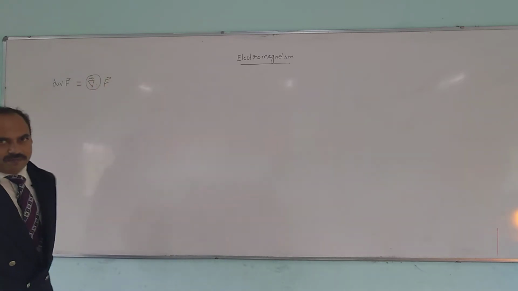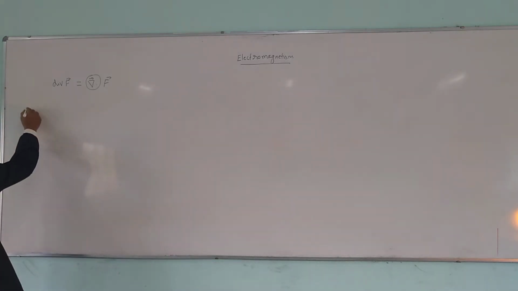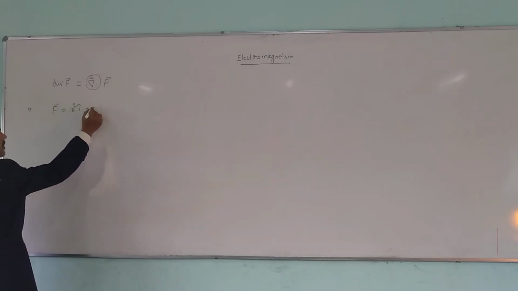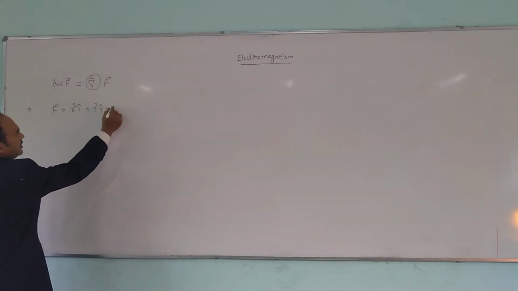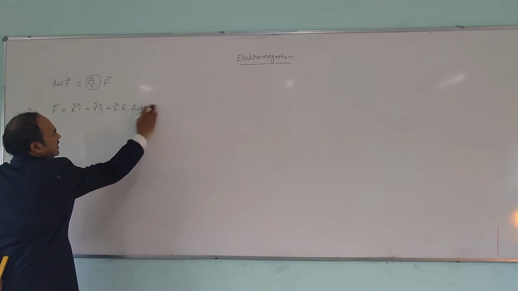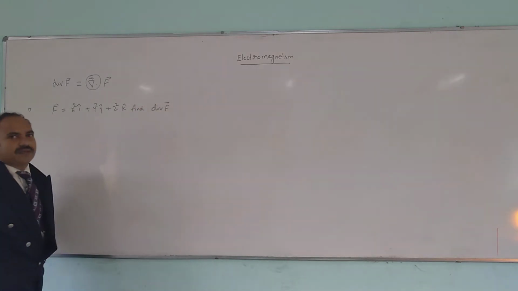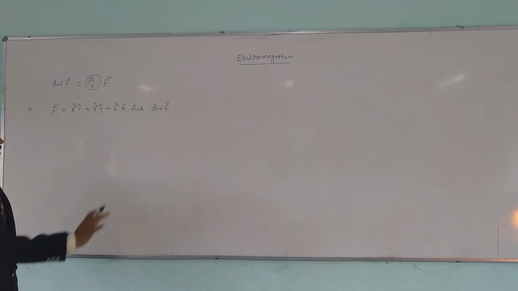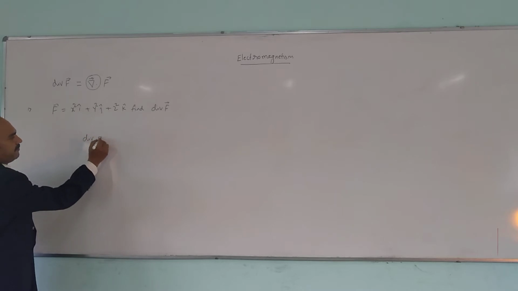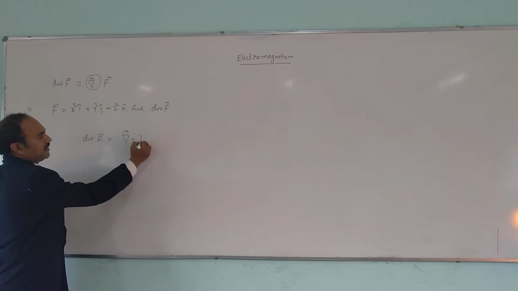Now let us solve a few problems related to the divergence. Problem number one: vector f is equal to x square i plus y square j plus z square k cap. Find the divergence of f. This is the question. Now how to determine divergence of this vector valued function? Observe closely. Divergence div f is equal to del dotted with f.